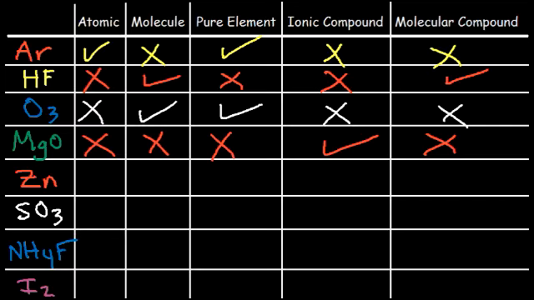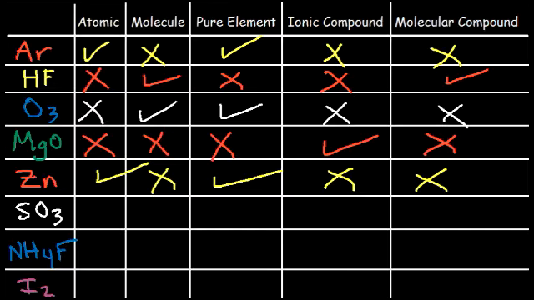Zinc is a metal, but it's atomic in nature. Zinc is composed of atoms. And because it's only one type of atom, it's a pure element. It's not a molecule because there are many zinc atoms that are combined into a crystal. So zinc is not really considered a molecule. It's not a compound because we don't have two different elements.